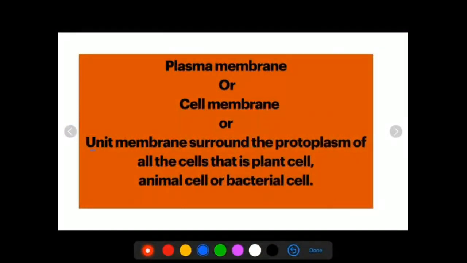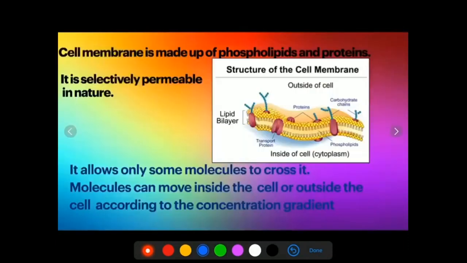Plasma membrane. You can give another name to the plasma membrane. We can call it a cell membrane also, or you can call it a unit membrane also. If you find plasma membrane, cell membrane, or unit membrane written anywhere, all three refer to the outermost organ of the cell, which surrounds the protoplasm. Whatever is the living matter inside the cell is called the protoplasm. And plasma membrane is found in plant cells, animal cells, as well as bacterial cells.